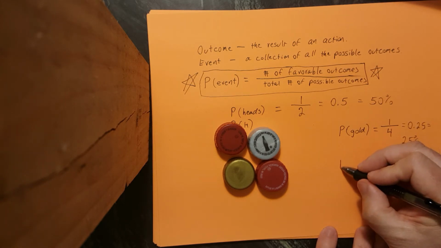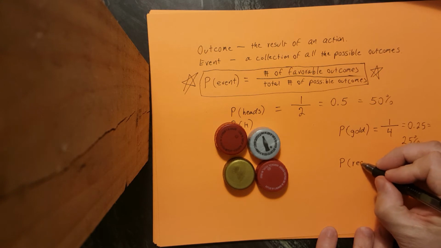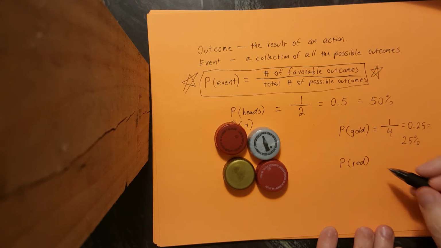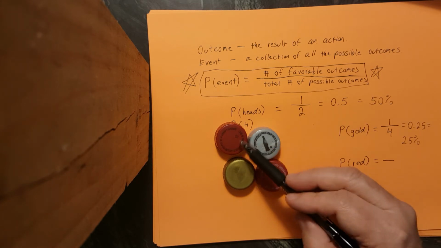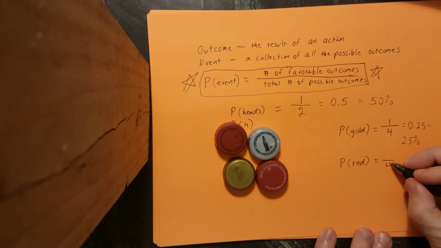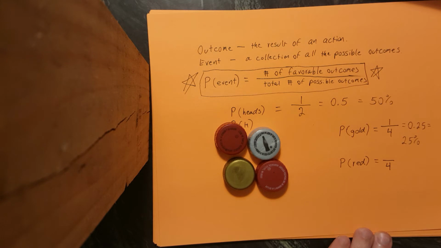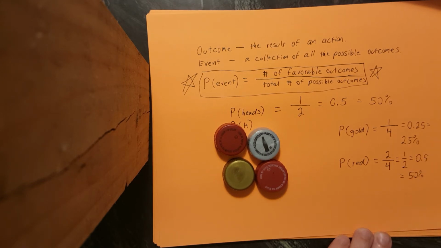What if I asked about the probability of it coming up red? Well, the number of total possible outcomes hasn't changed. There's still 4 bottle caps. So the total number of possible outcomes is 4. How many of them are red? 2. 2/4, of course, you can reduce that to 1/2. And again, as a decimal, that's 0.5. And as a percentage, it is 50%.